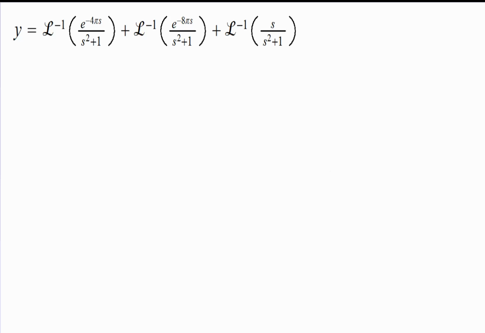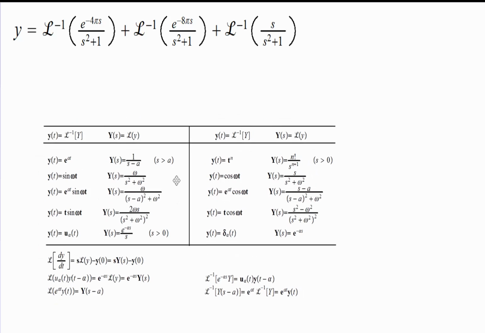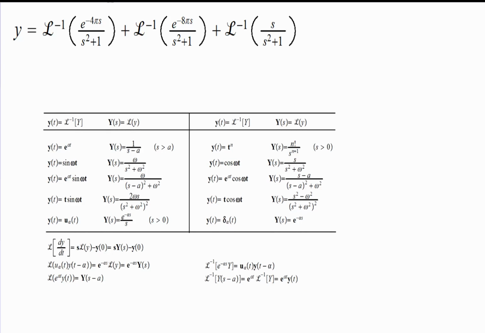So now let me import our formulas here. Okay, so there we go. All right, so when we look at this list, you can notice that this portion here, s over s square plus 1, matches with this, right? So this would be cosine of t, right?